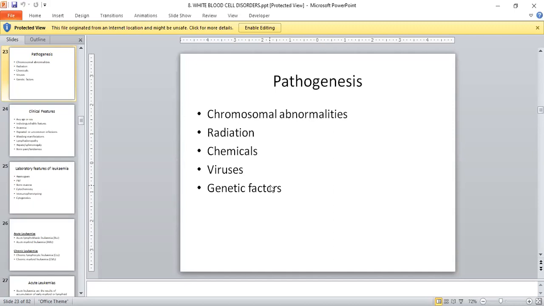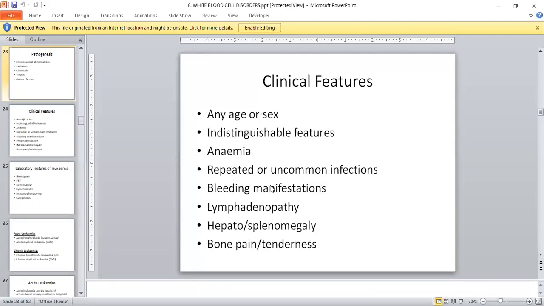So, pathogenesis: chromosomal abnormalities, radiation, chemicals, viruses. These are all things that can lead to leukemia. Exposure to radiation, some chemicals which affect your bone marrow, and viruses can cause this, or even genetic factors. Just a second, guys.